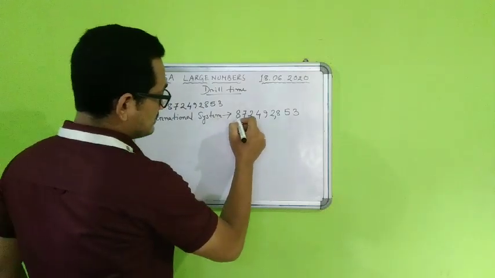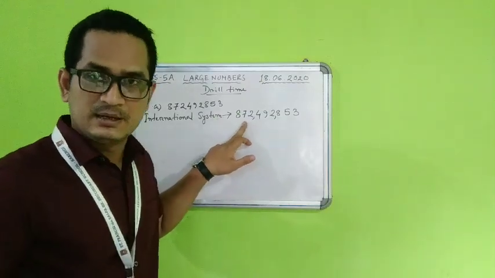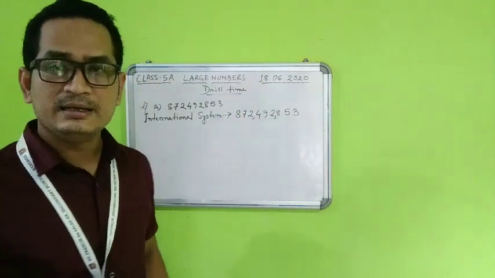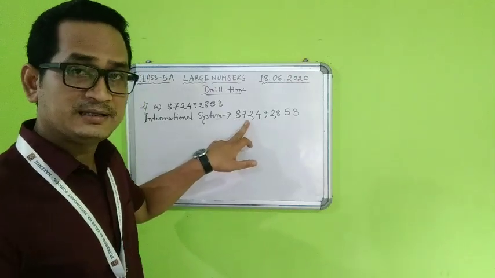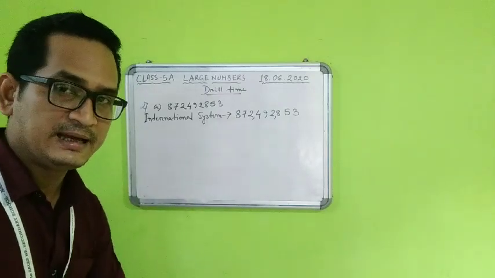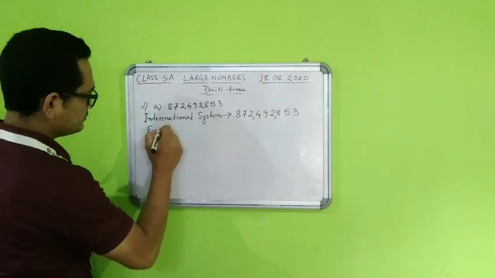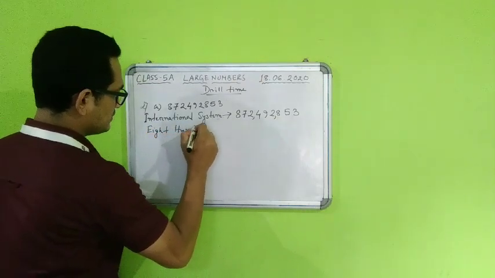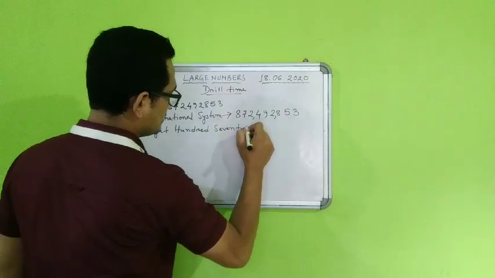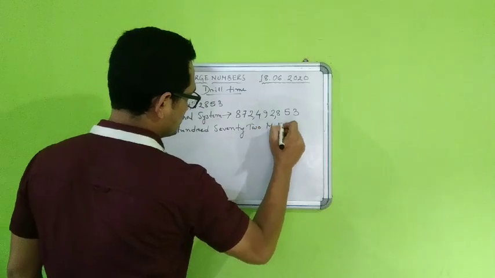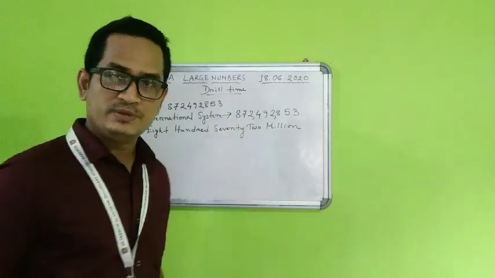Now let us try to read this particular place, that is the millions place, because ones, thousands and millions come in international system. Now it is a 3-digit number, that is 872. So we can read it like 872 million. So we will write 872 million. So this part is done. 872 million, that is done.